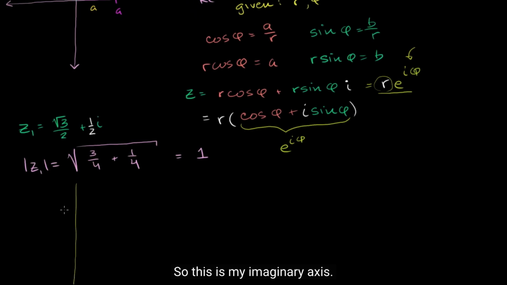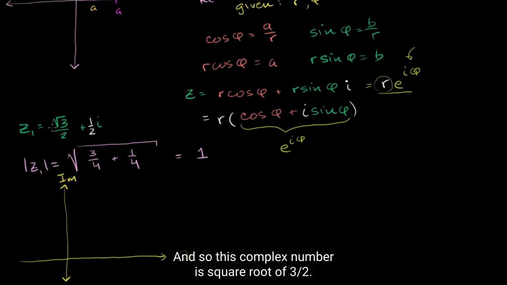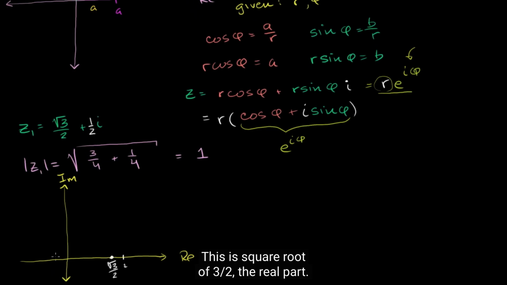So this is my imaginary axis. This is my real axis, and this complex number is square root of 3 over 2. Square root of 3 is like 1.7. So if this is 1, it'll be right over here someplace. This is square root of 3 over 2, the real part. The imaginary part is 1/2. So if this is 1, this is 1/2. The imaginary part is right over here. And we actually also know its length. Its length or its magnitude is 1.